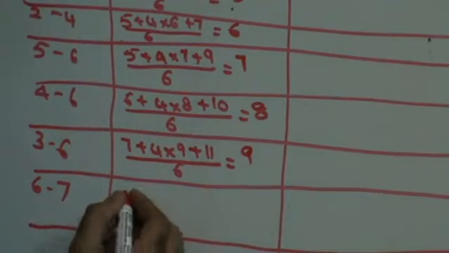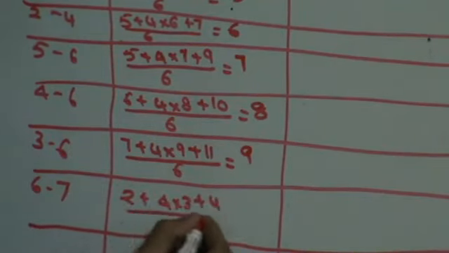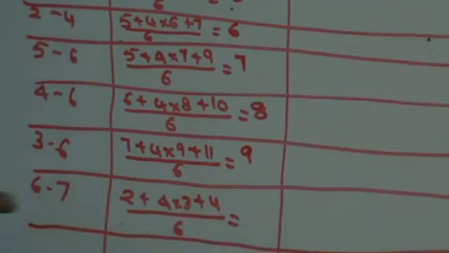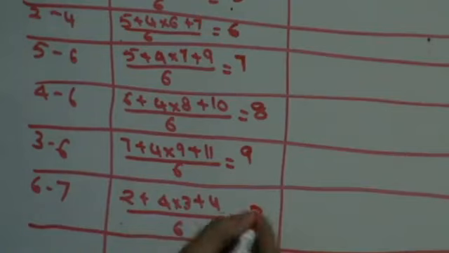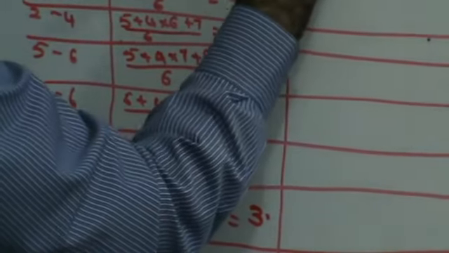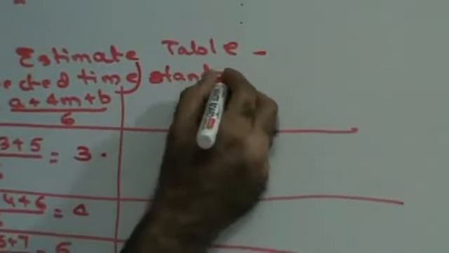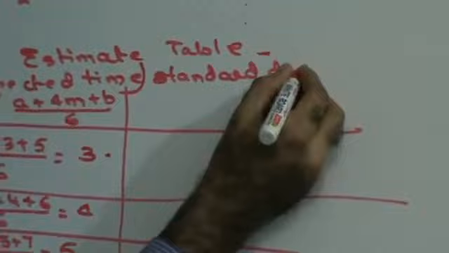And last is 2 plus 4 into 3 plus 4 upon 6: 4 3s are 12, 12 plus 4, 16, 16 plus 2, 18, 18 upon 6, that is 3. Then the next thing you have to do is find out standard deviation. Now, how do I find out standard deviation?